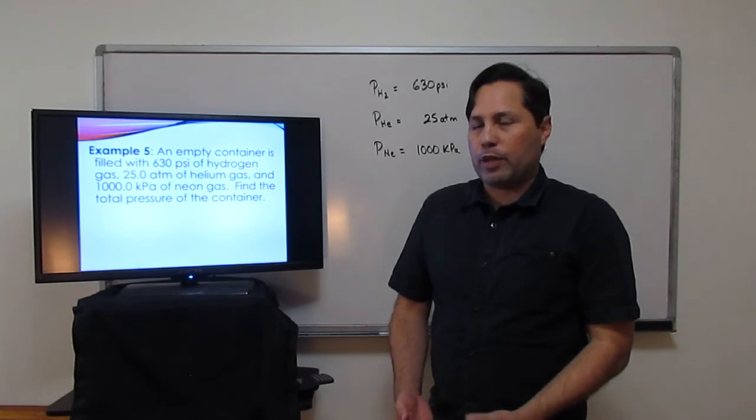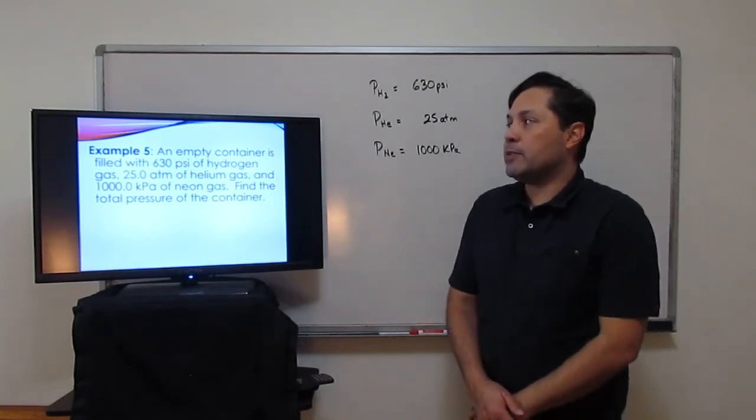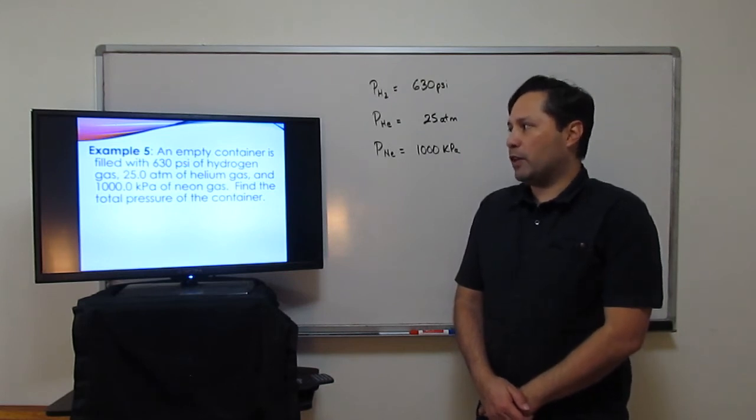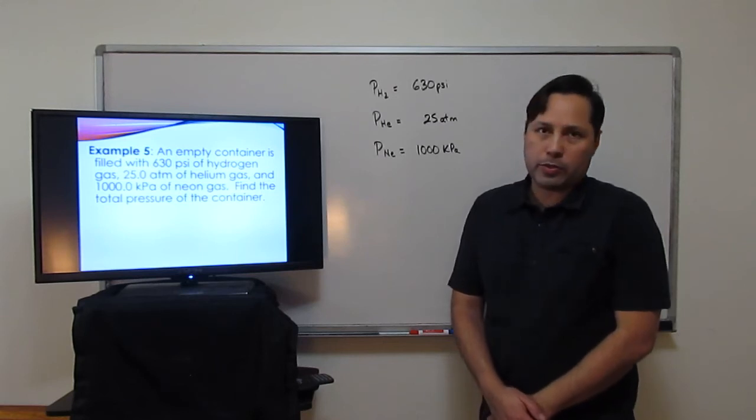In example 5, we're given the following question. An empty container is filled with 630 psi of hydrogen gas, 25 atm of helium gas, and 1000 kPa of neon gas. Find the total pressure in the container.